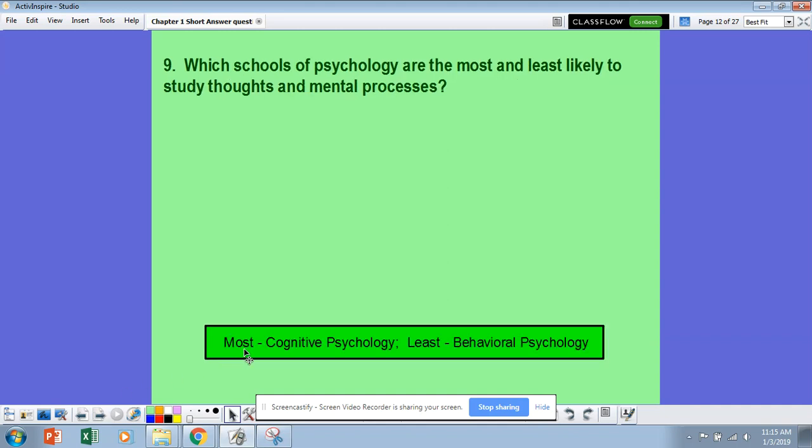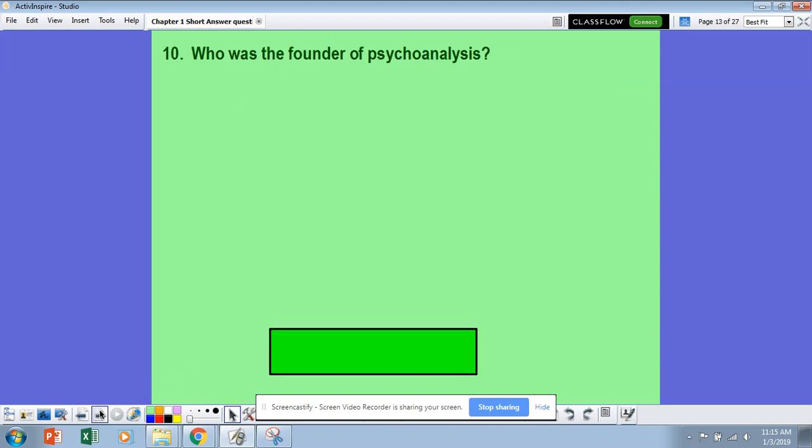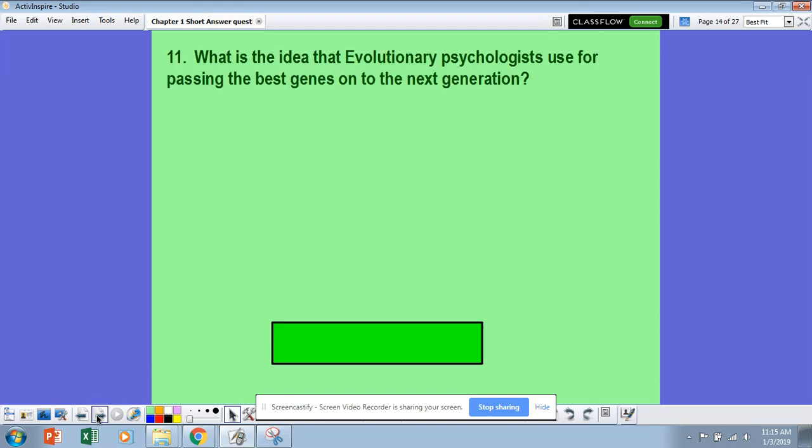Number 9, which schools of psychology are most and least likely to study thoughts and mental process? Most likely would be cognitive psychologist, and the least likely would be a behavioral psychologist. Number 10, who was the founder of psychoanalysis? And that would be Sigmund Freud. Number 11, what is the idea that evolutionary psychologists use for passing the best genes to the next generation? And that would be natural selection.